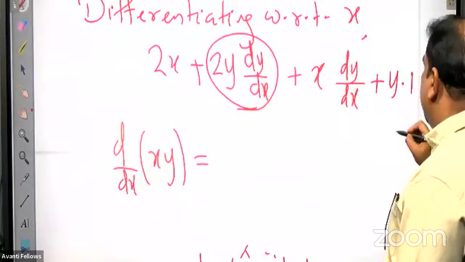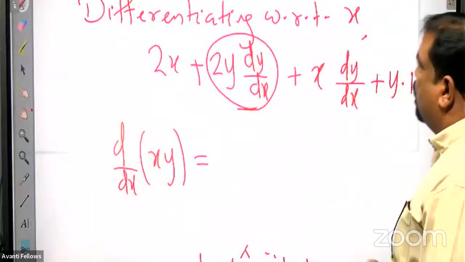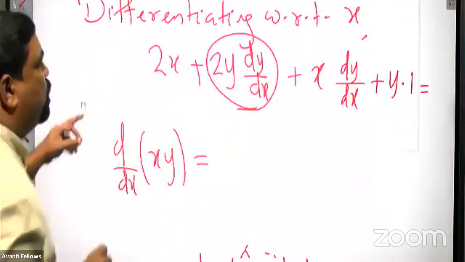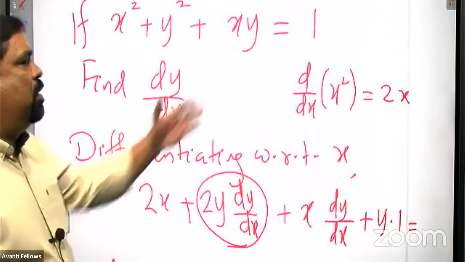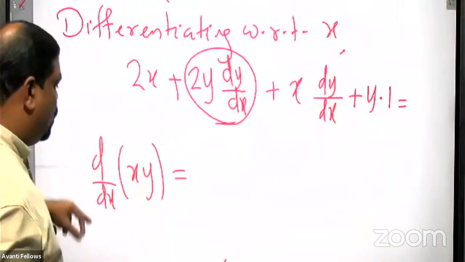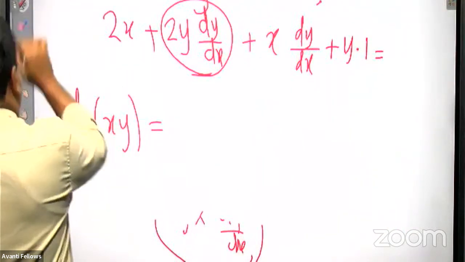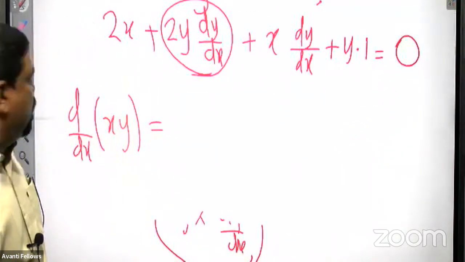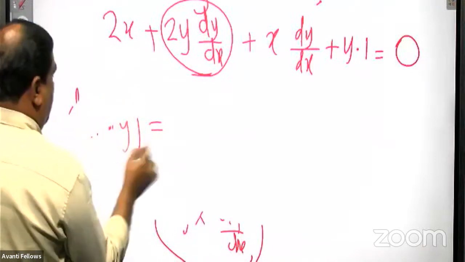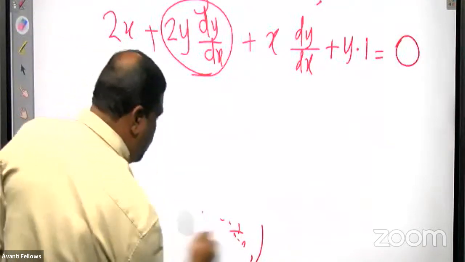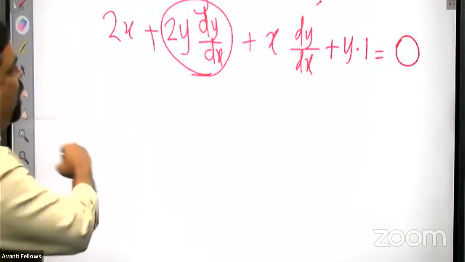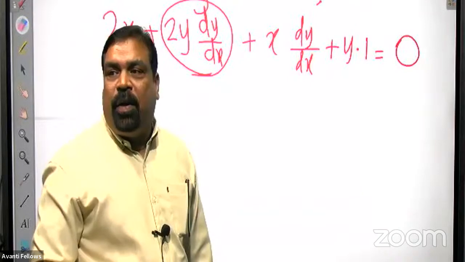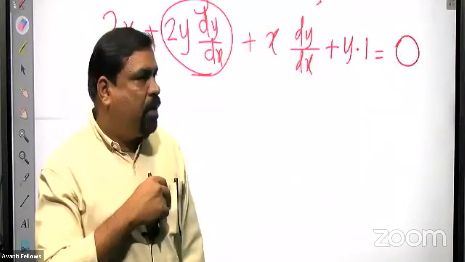So y into 1. We have to differentiate each and every term from both sides. The right side is 1, so the derivative of the right side is 0, because the derivative of any constant is 0. So the differentiation part is over. Now what we have to do is collect all the dy by dx terms together. Our aim is to find dy by dx.